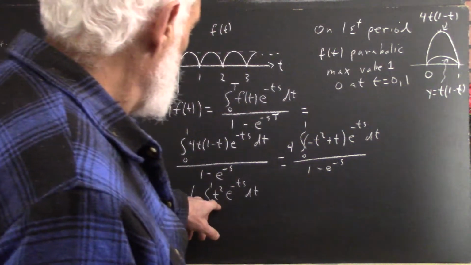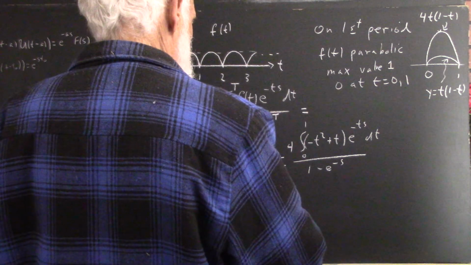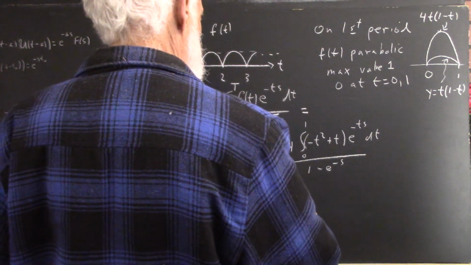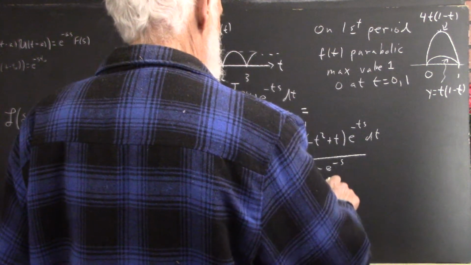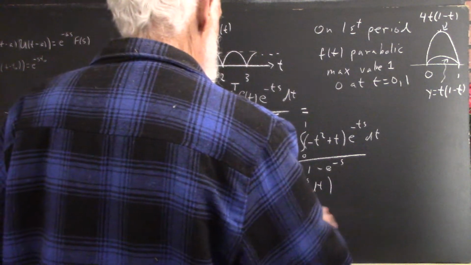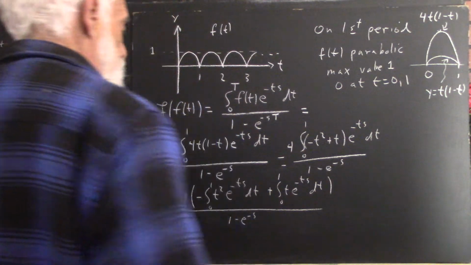Okay, we'll have the integral of negative t squared e to the negative ts dt, and then plus the integral of t e to the negative ts dt, all divided by 1 minus e to the negative s.